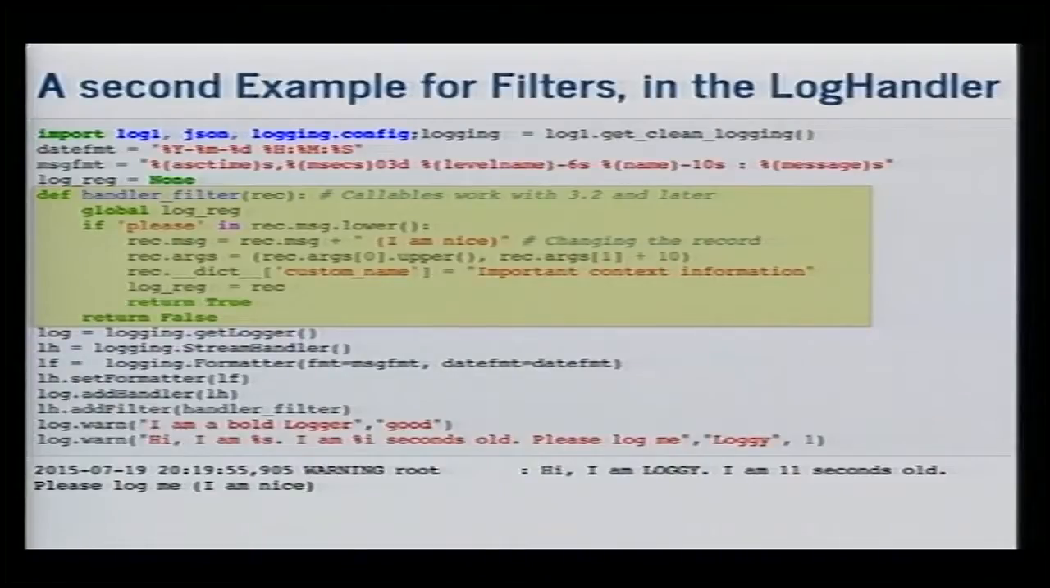Okay, so that's just some basic code for filtering. As you can see, from 3 point something, you can add callables. Before that, it was just an object that had a filter method. So for the 2.7 users, it's slightly inconvenient, but it's not much more complicated. And you can do a lot of extra things. So you can get the dictionary of the log record and add information, which is actually something that happens in the logging module. It's not as ugly as it seems.